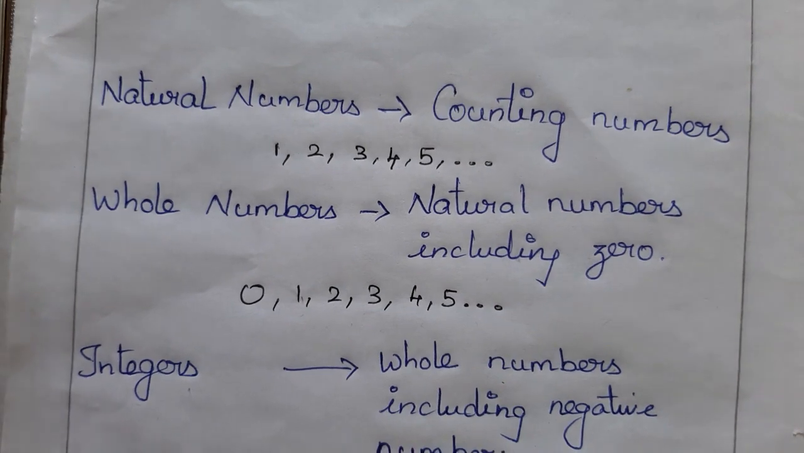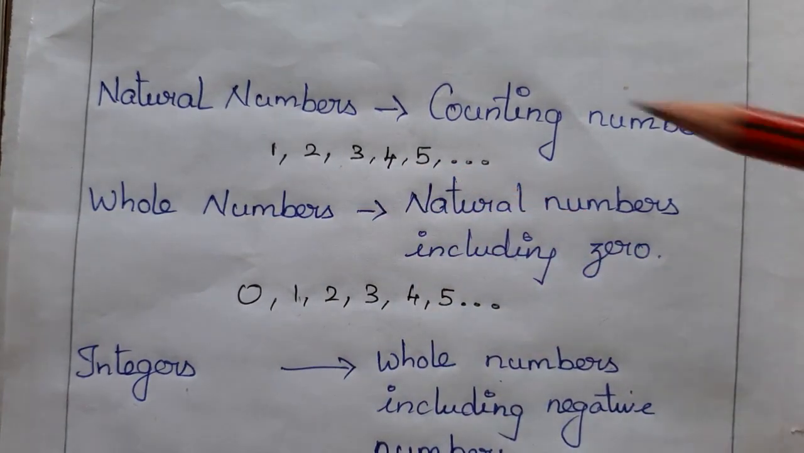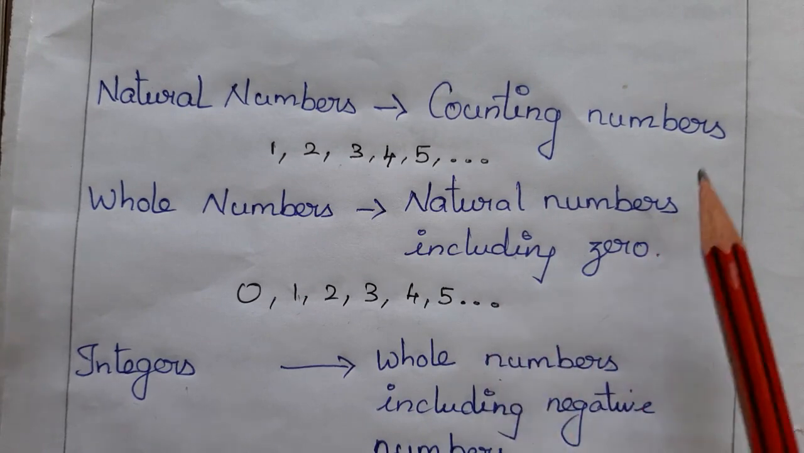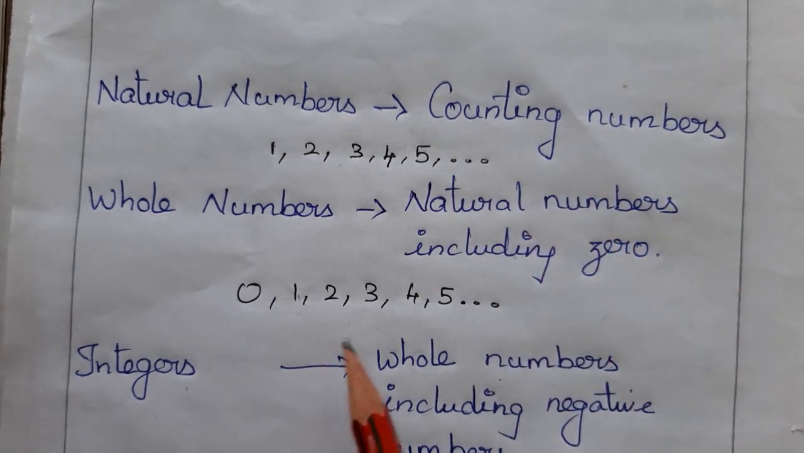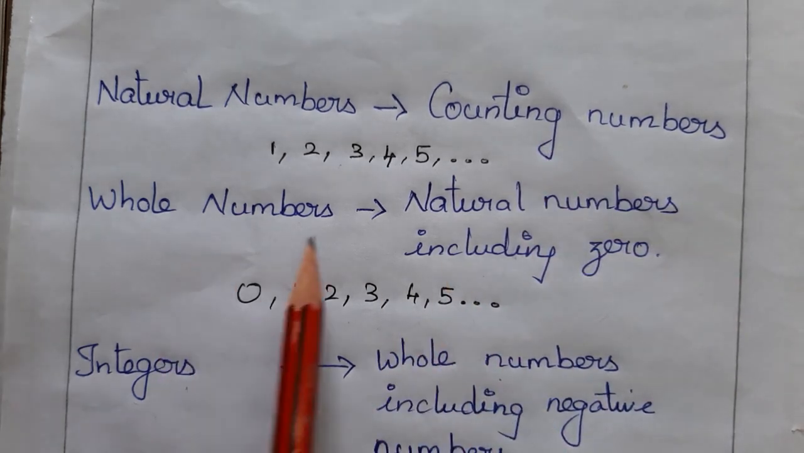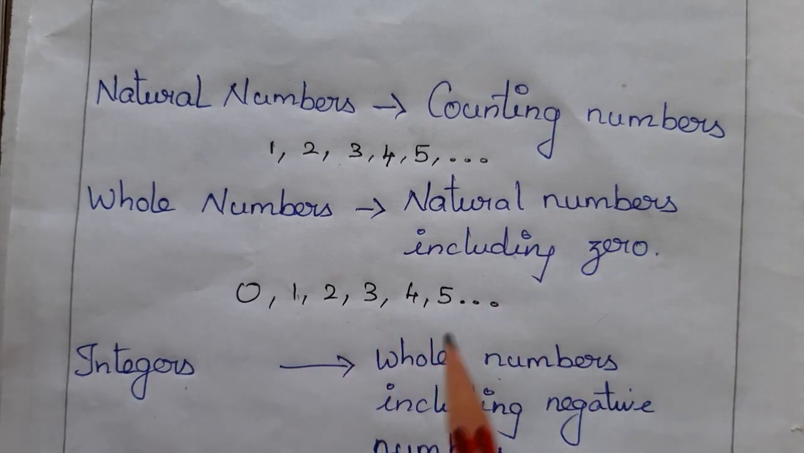First, natural number. What is a natural number? Natural numbers are just counting numbers, like 1, 2, 3, 4, 5, and it goes on. Next, the whole number. It's just the natural numbers including 0. I have just written keywords; we don't need to go deep here because we know it. So a whole number is a natural number including zero: 0, 1, 2, 3, 4 and so on.